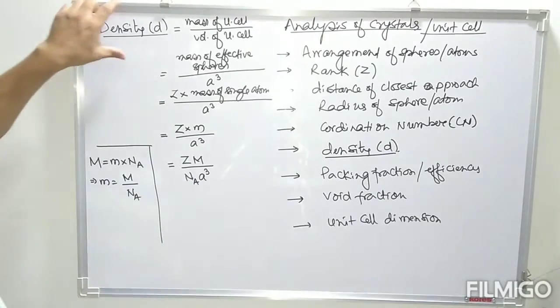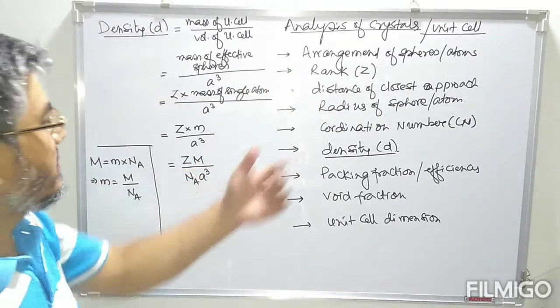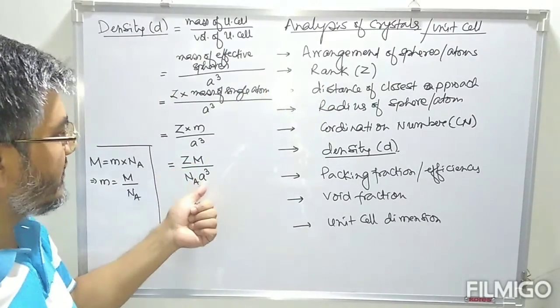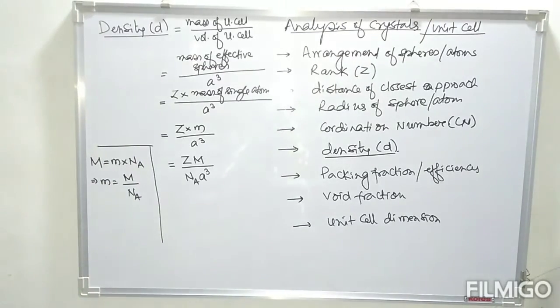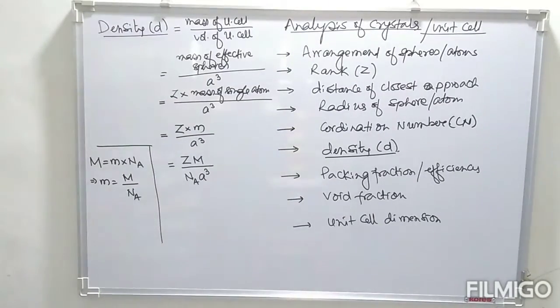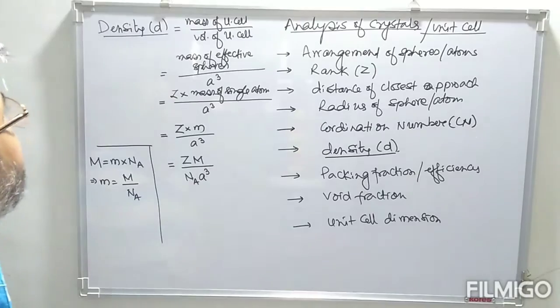So this is how we define the density of crystals. Every unit cell will have different values of Z and different values of a. So this is the density of the unit cell.